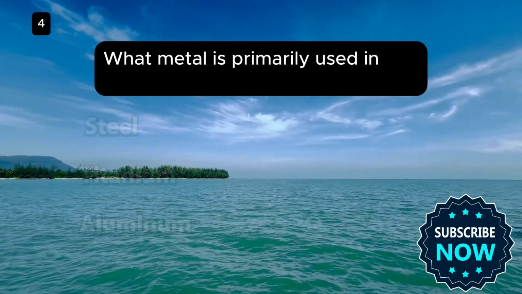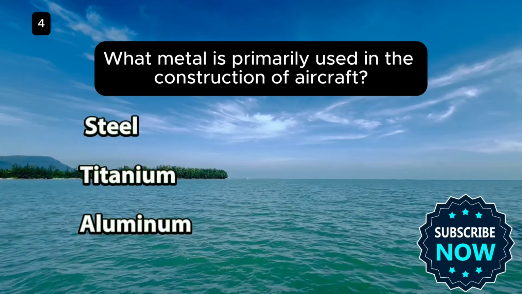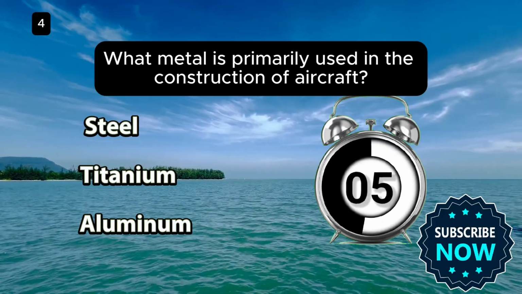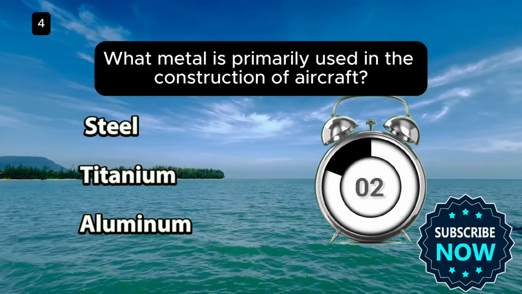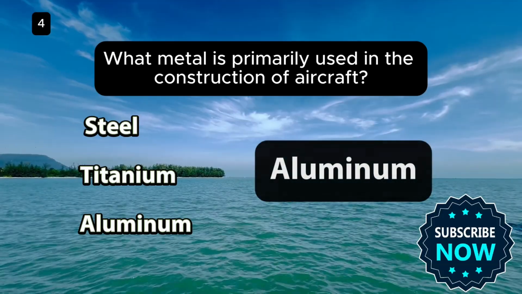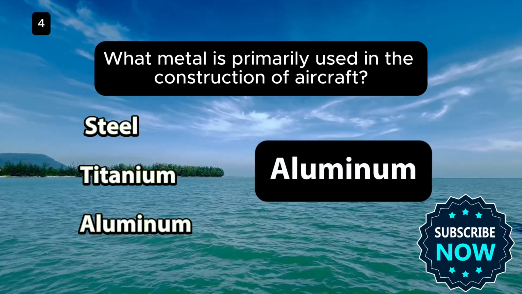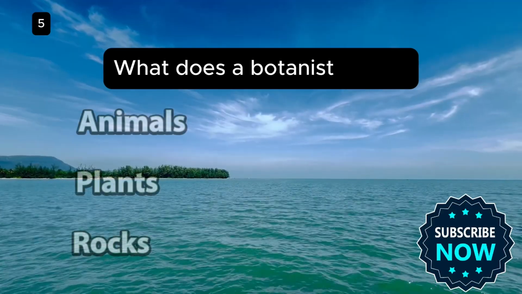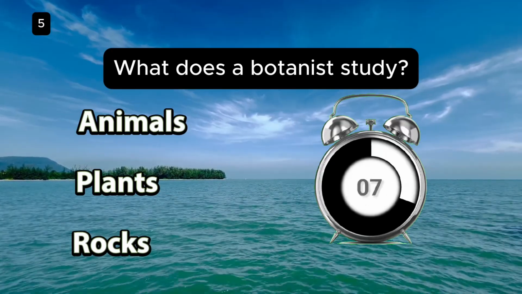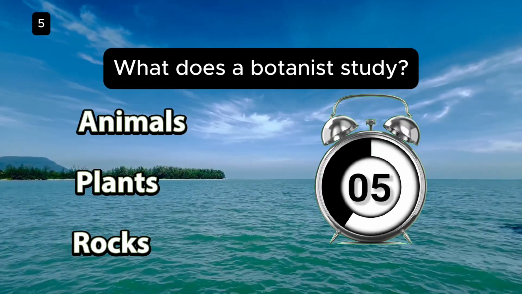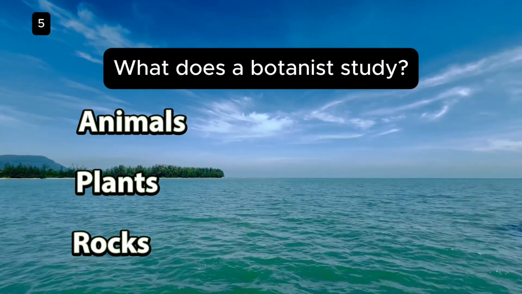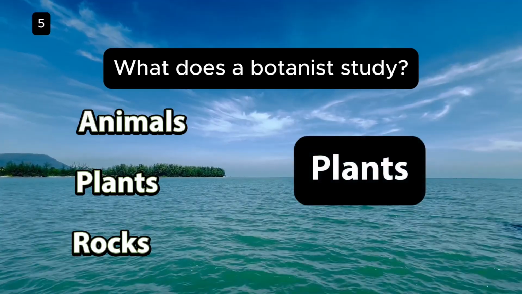What metal is primarily used in the construction of aircraft? The answer is aluminum. What does a botanist study? A botanist studies plants.